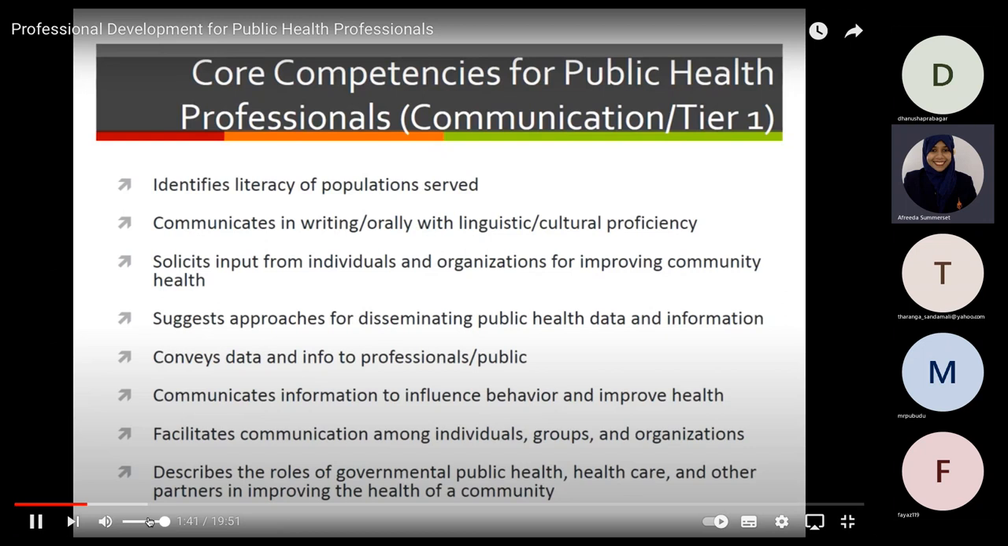So this is just an example. For tier one communication, the competencies are that you can identify literacy of different populations, you can communicate in writing and orally with both linguistic and cultural proficiency, you could solicit input from individuals, etc. Again, this is just a small part. Take a look at these and become familiar with these. You may also have other competencies that are part of your job description if you're working in the field, or part of your educational program for competencies you were expected to learn. Pull those out too, and you'll need them in just a few minutes.